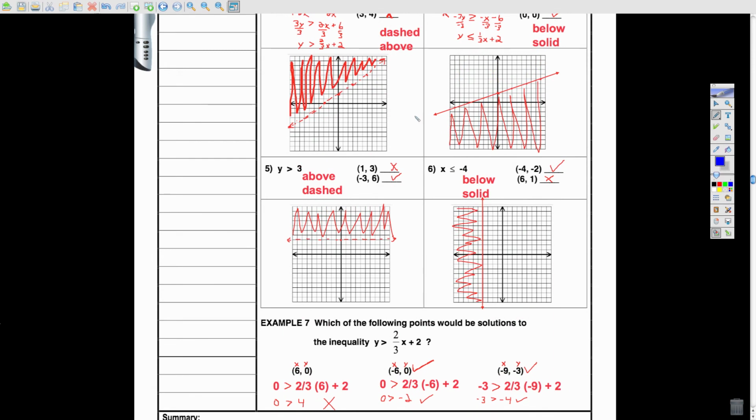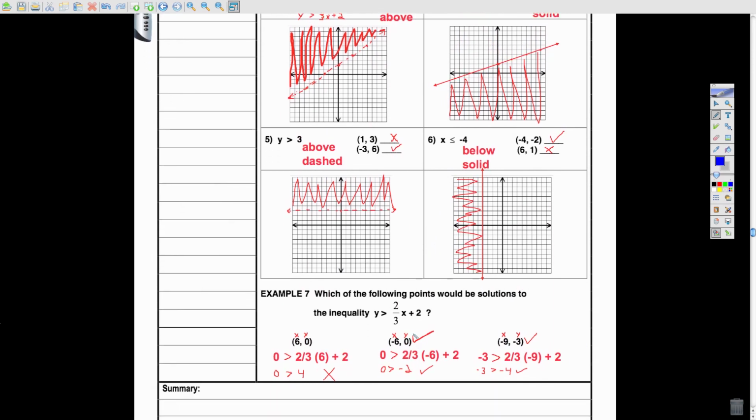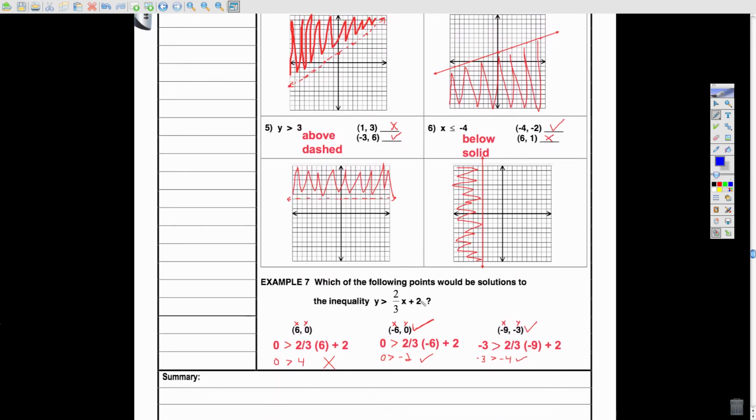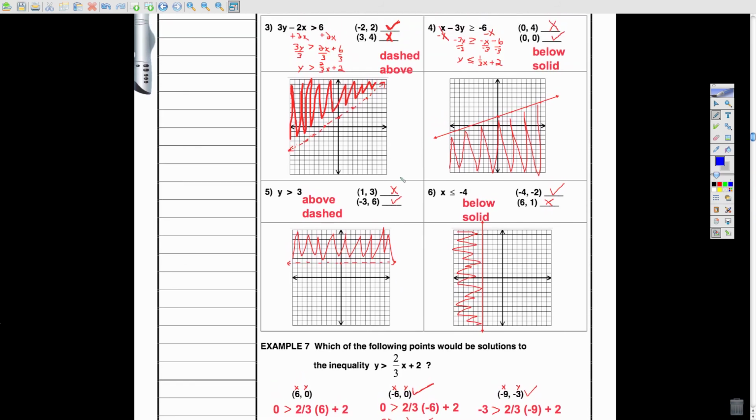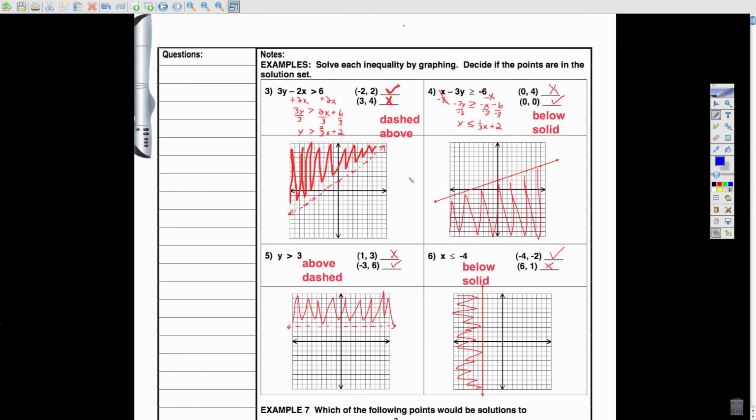Let's do a few more examples. On the back side of the notes, there's actually 1, 2, 3, 4 graphing examples, and then another example. Example 7 is a little bit different. The 4 graphing examples, follow me. I'm going to go through here pretty quick. Again, you can rewind this video and listen to it and watch what's happening.